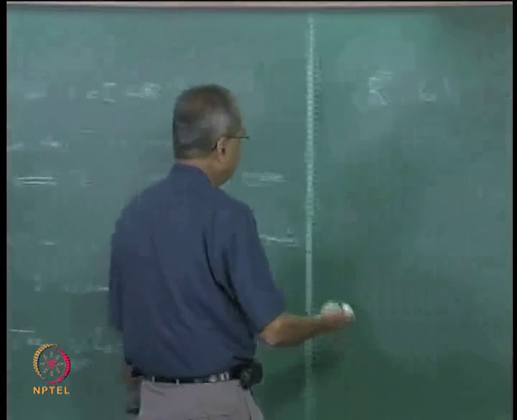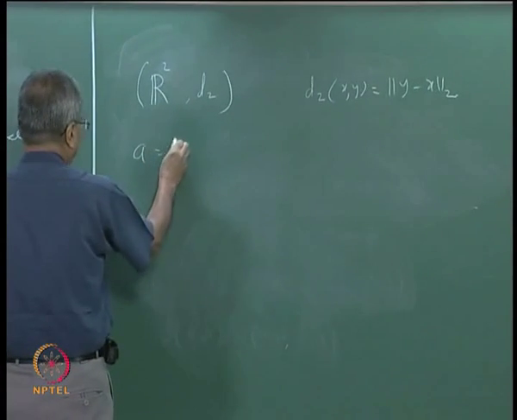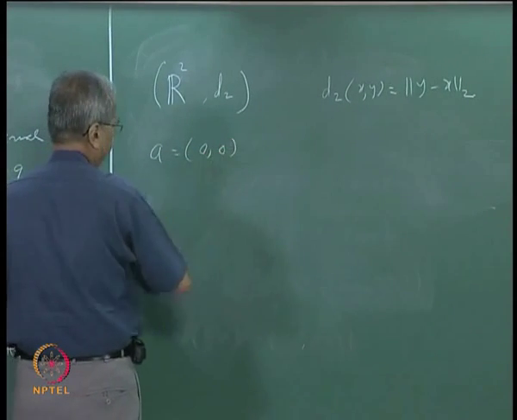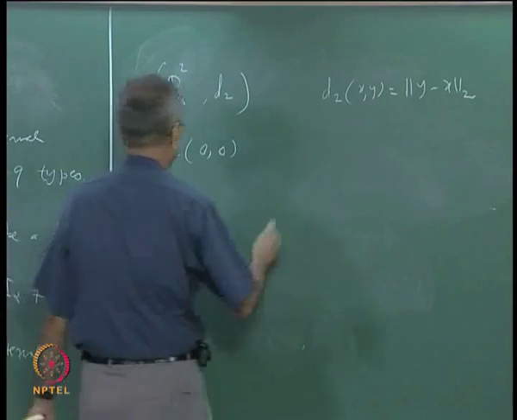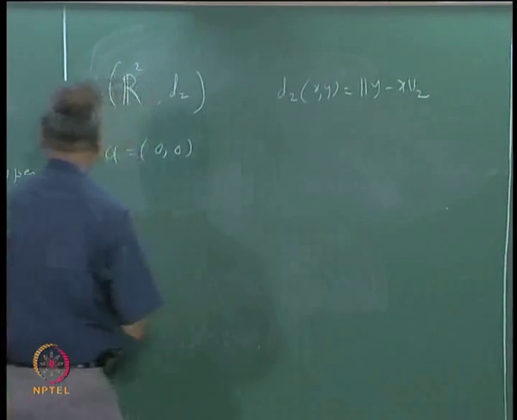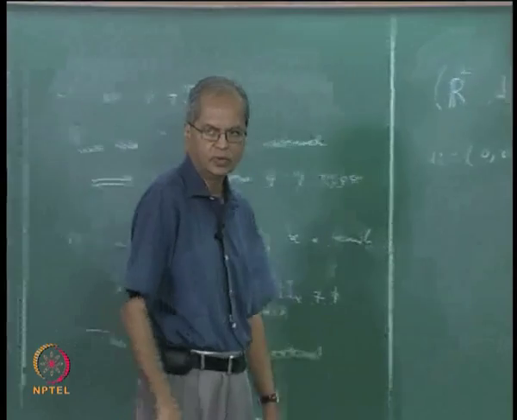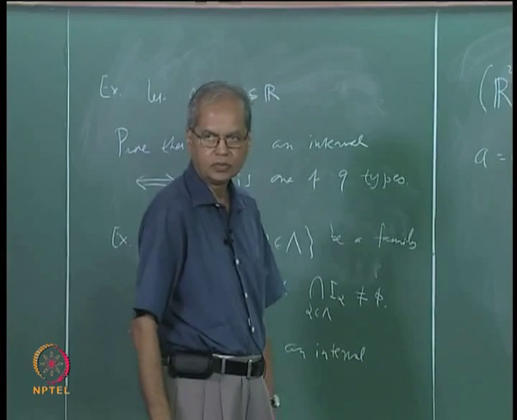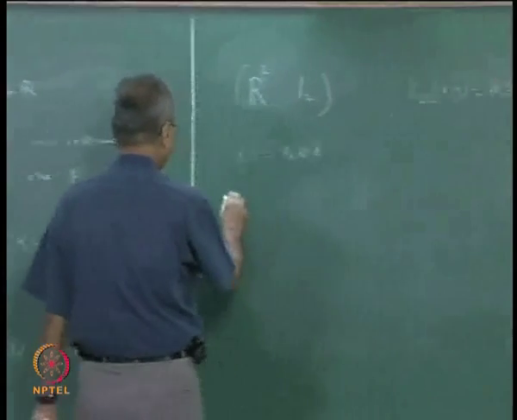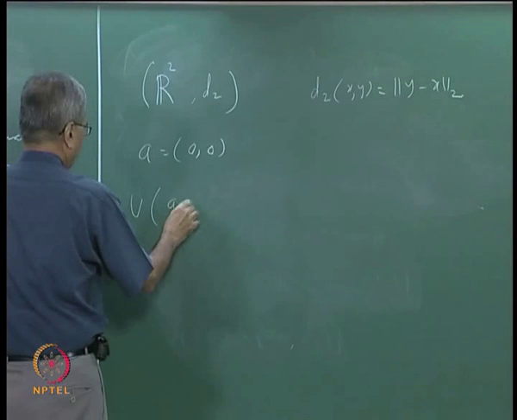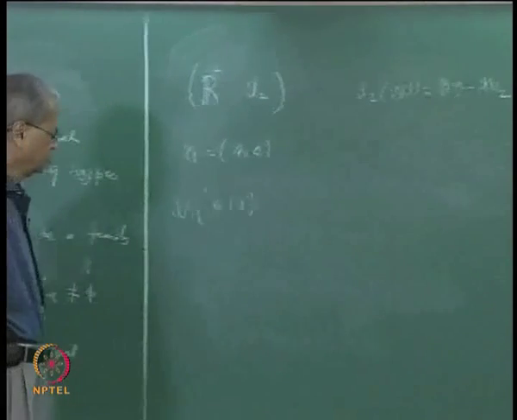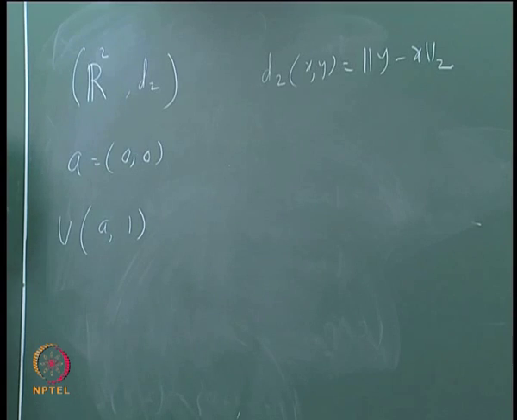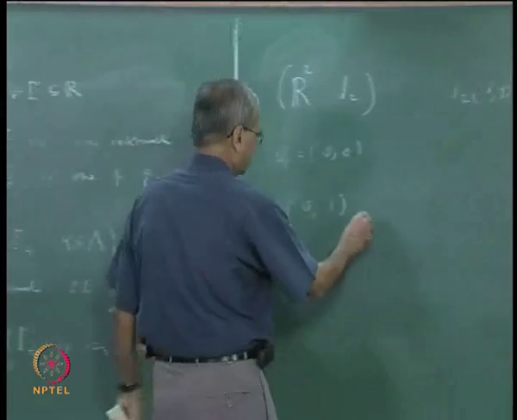And we will take A as the origin to begin with, A at (0, 0), and let us take r as 1, as we had taken in the earlier case. Suppose you take this U(A,1). So it is a unit ball with center at A, the origin, and radius 1. Okay, so what is this by definition?